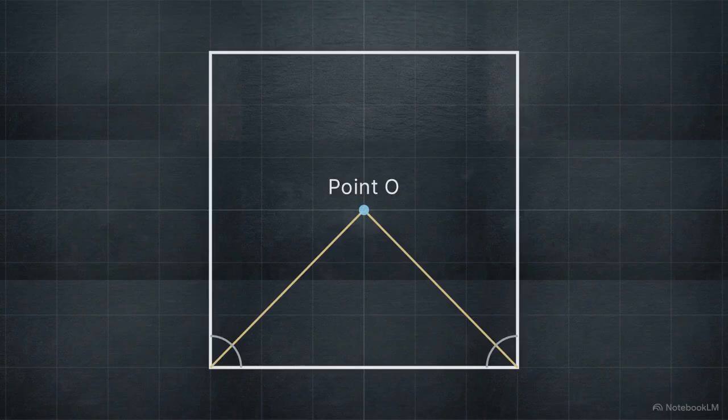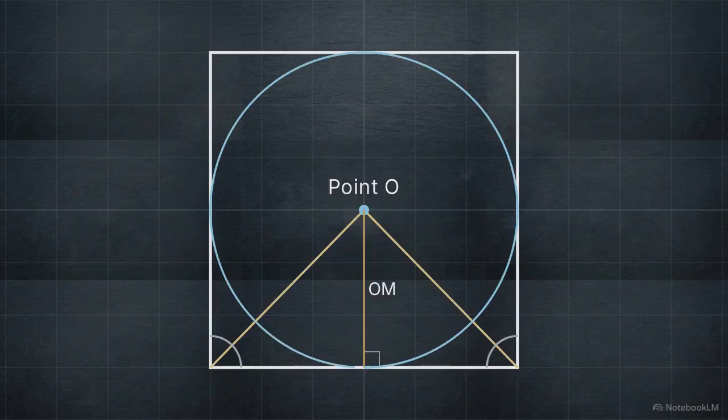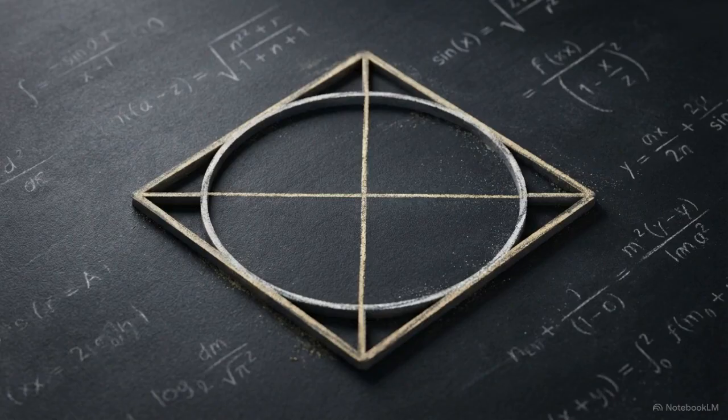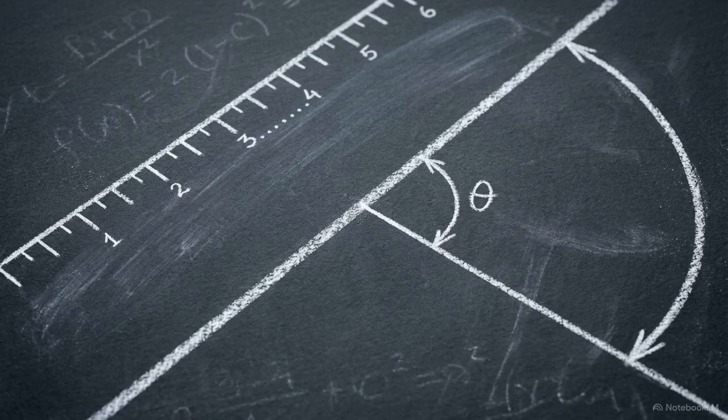To define the radius of the inscribed circle, we measure the perpendicular distance from point O to any side, which we label OM. Using OM as our radius successfully inscribes the circle, making it tangent to all 4 edges. The symmetry of the square ensures that these loci converge to produce a valid incenter. To see why regularity is required, we can observe what happens when we isolate side length from angle measure.